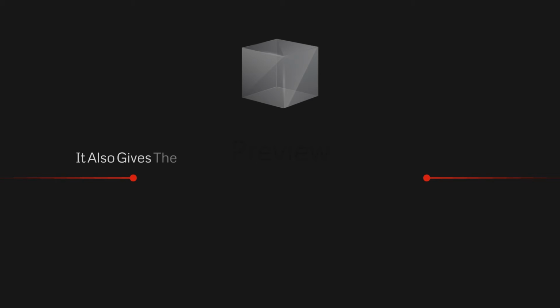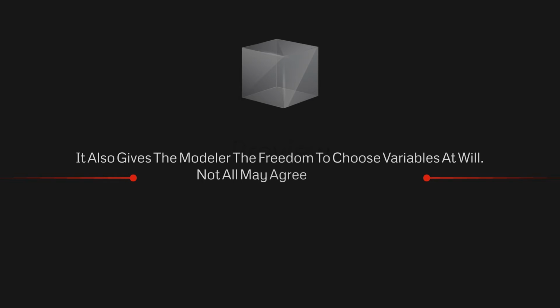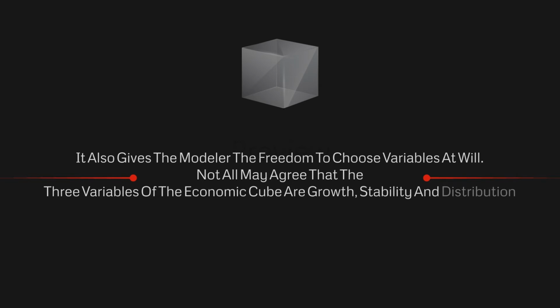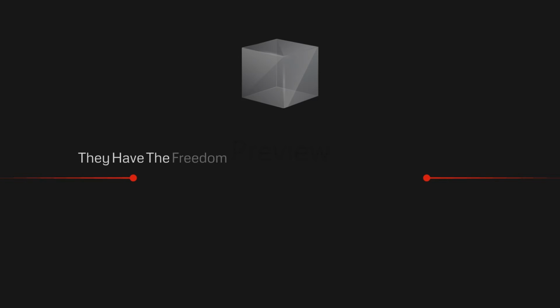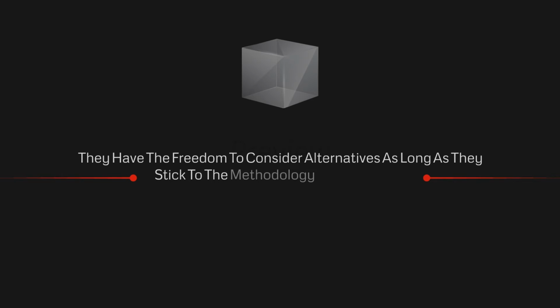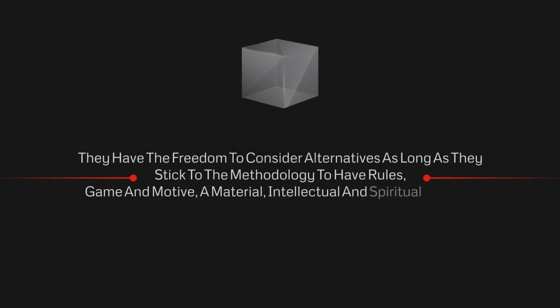It also gives the modeler the freedom to choose variables at will. Not all may agree that the three variables of the economic cube are growth, stability, and distribution. They have the freedom to consider alternatives as long as they stick to the methodology to have rules, game, and motive, a material, intellectual, and spiritual essence.